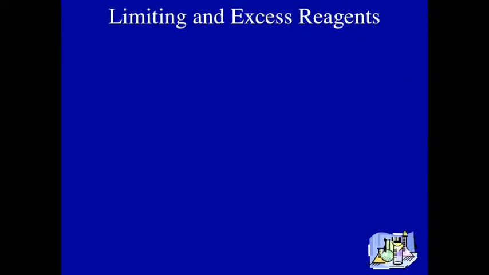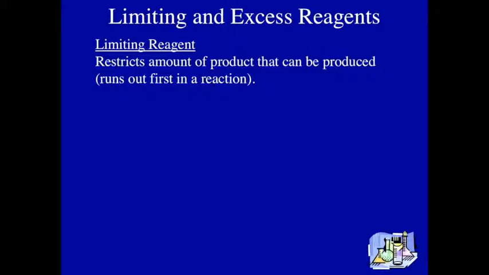Now, one other concept in stoichiometry is limiting reagents and excess reagents. The limiting reagent, which is something on the left hand side of a chemical equation, will restrict the amount of product that can be produced. We'll get some examples of this. It will run out in a chemical reaction. It will be the thing that runs out first. And if this particular reactant runs out, the reaction can't proceed anymore, and therefore your product will not be produced from that reactant anymore.